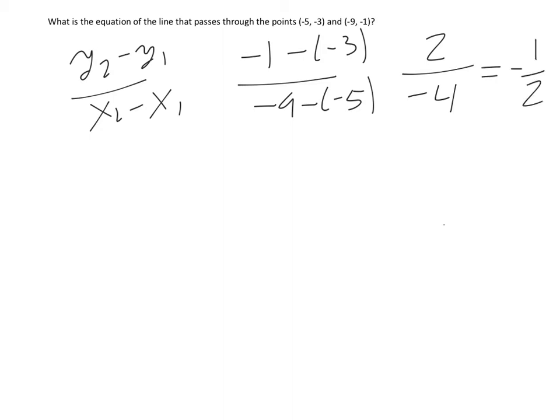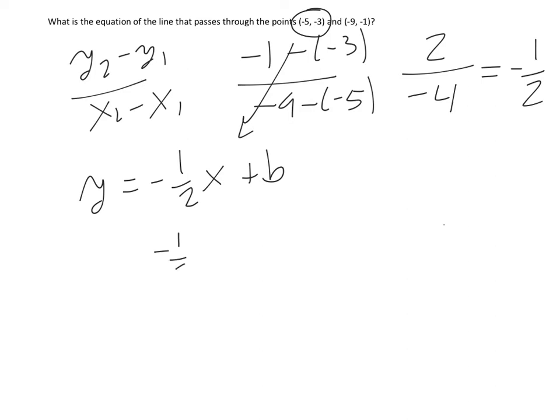Alright, so I got my slope. So I know it's y equals negative 1/2 x plus b, whatever b happens to be. Now I'm going to pick some points. So let's take this first point, let's say, and plug that in. So when I plug in negative 5 for x, so negative 1/2 times negative 5, I need to get negative 3 for y. So here's my setup. So negative 3 equals negative 5 times negative 1/2, which is 5/2, plus b.